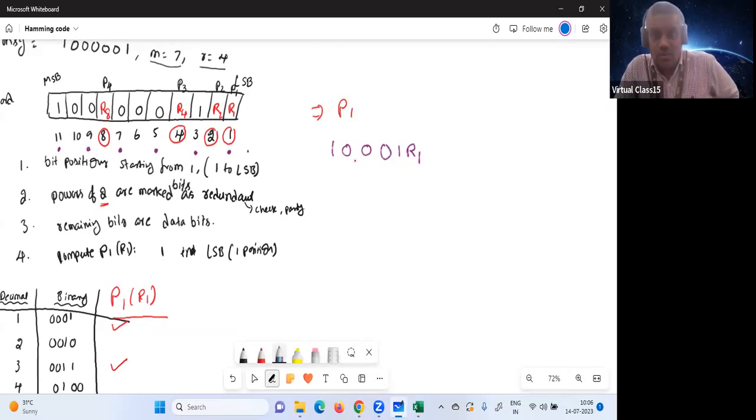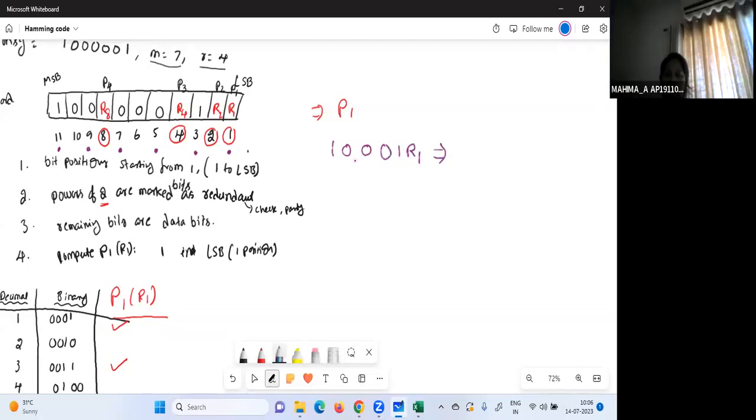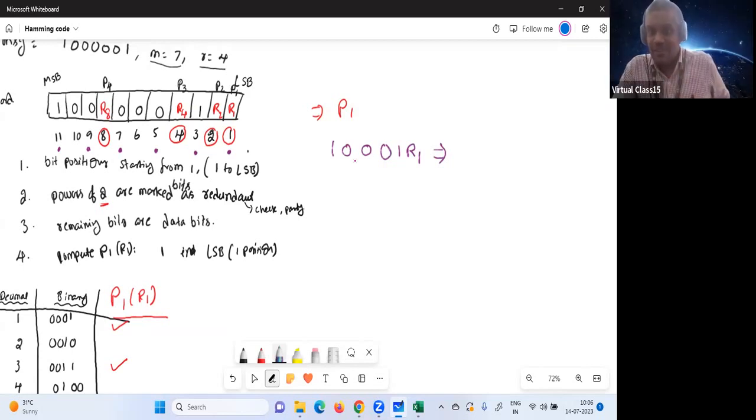Now the rule is to make this string even parity. So try to understand why it is called a parity bit. To make this string even parity, can you tell me the R1 value? 0. R1 means only one bit. To make this string even parity, R1 should be 0, right? So that is your R1.